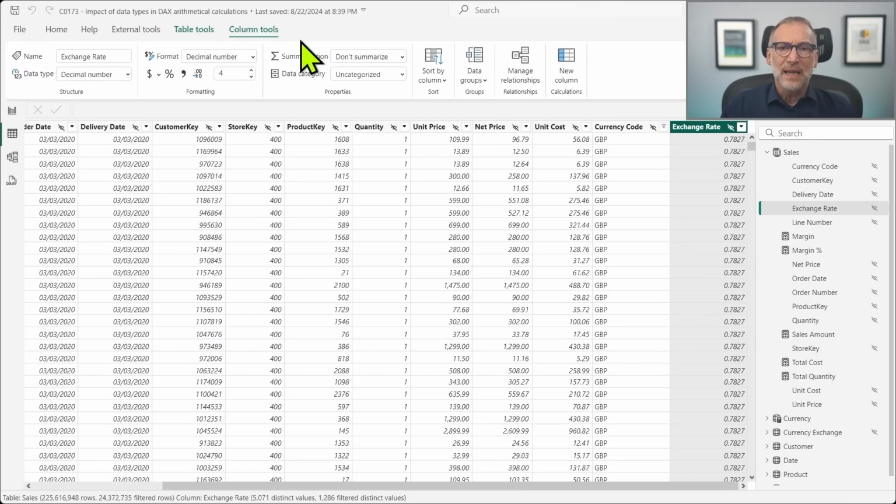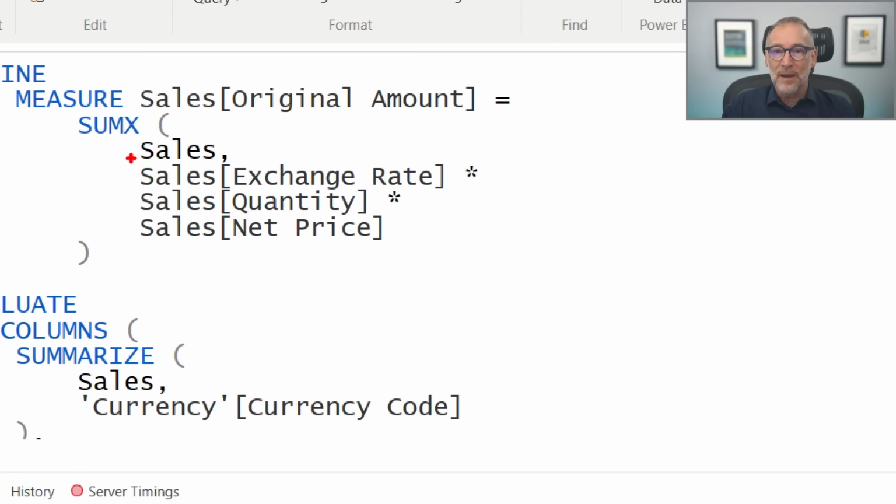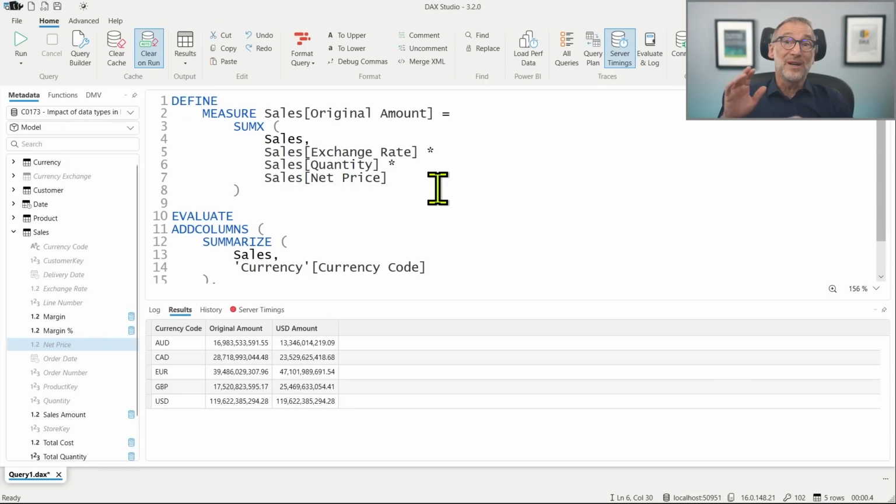So this means that I have my three columns in my model, and I'm multiplying a floating point exchange rate by quantity that is an integer times the net price, which is a currency. I'm using 3 different data types in the same expression.